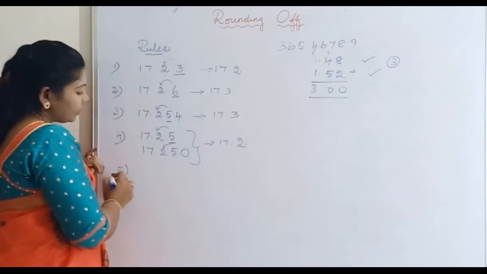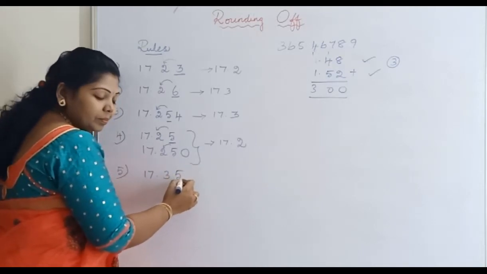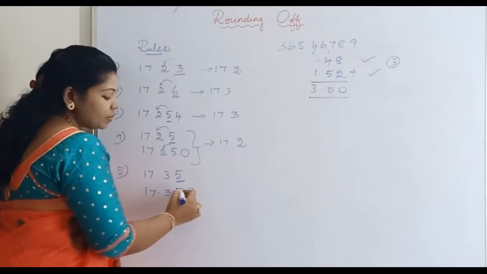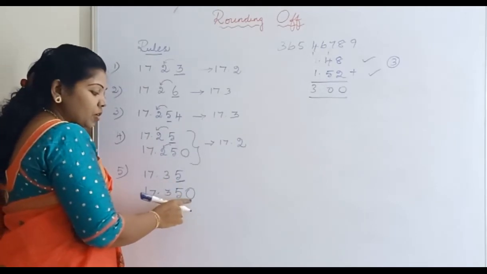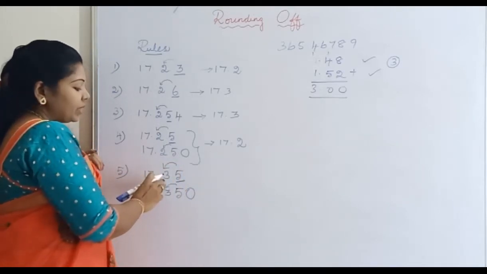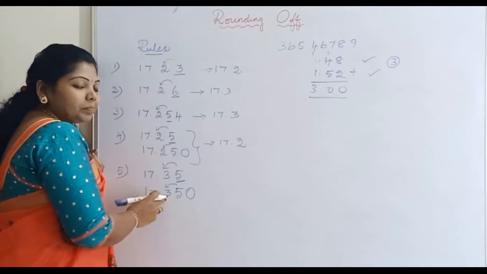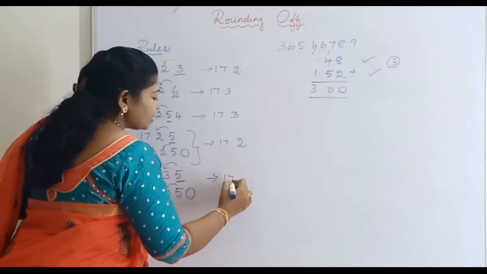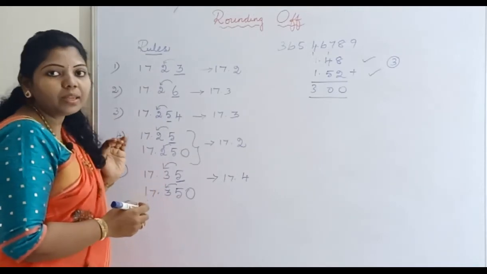The fifth rule is, if the number to be dropped is 5 or 5 followed by 0, see the preceding digit. If it is odd, this number 3 is an odd number, right? If it is an odd number, then add 1 to this digit. So how is it rounded off? 17.4. These are the rules for rounding off the numbers.